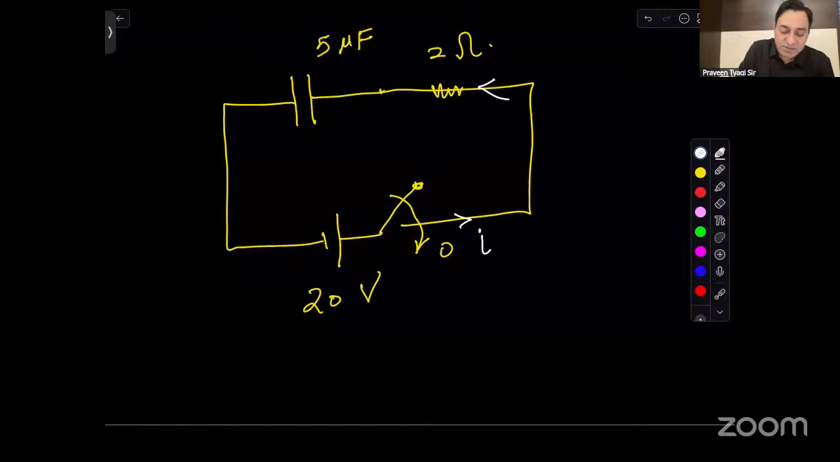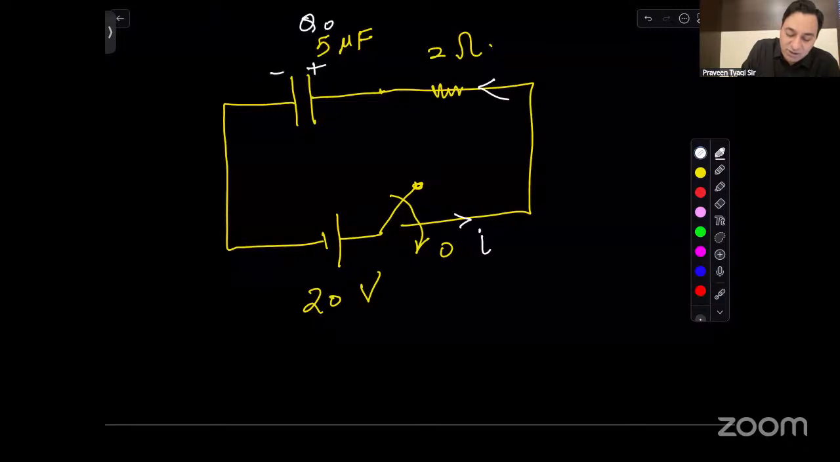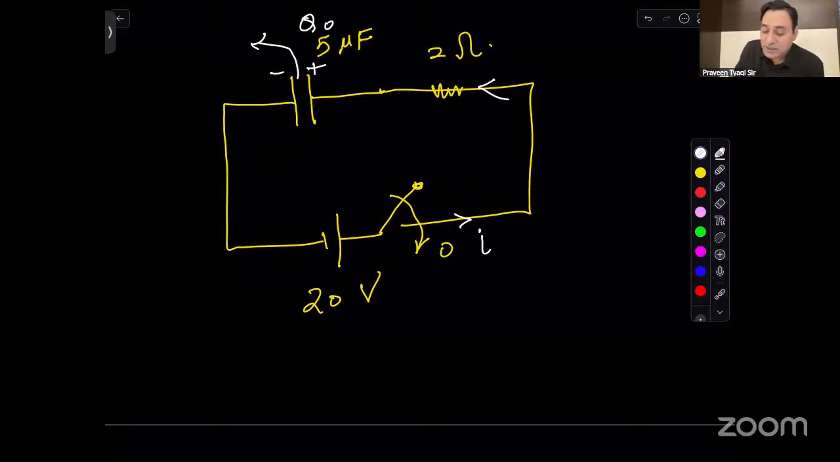Initially, the charge on the capacitor was 0. Slowly it will get charged, and finally it will reach a state where it is fully charged. At that state, suppose the charge is Q naught, so there will be plus Q naught and minus Q naught. When it is fully charged, there will be no more charge flowing in the circuit, because these plates are not in contact.